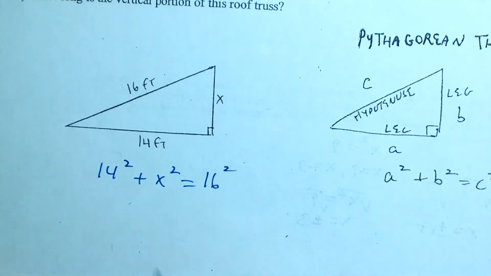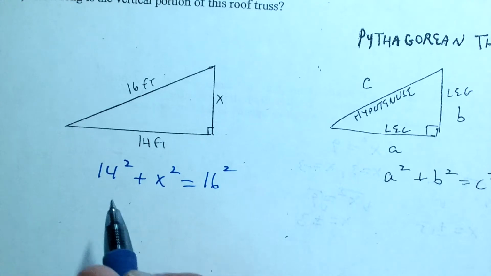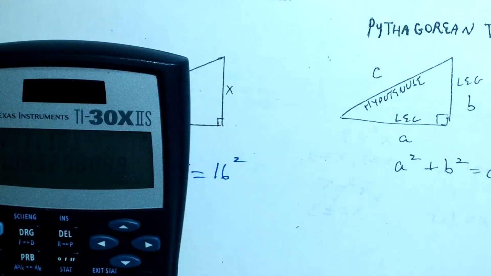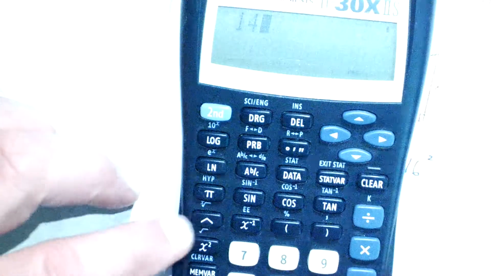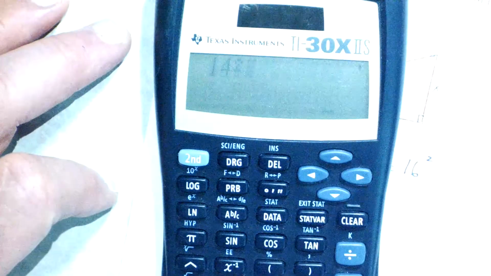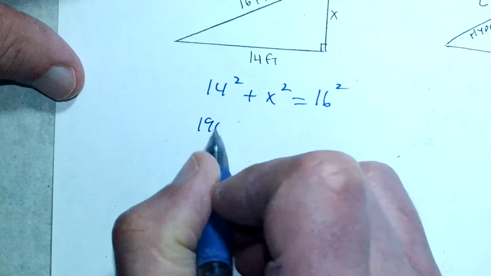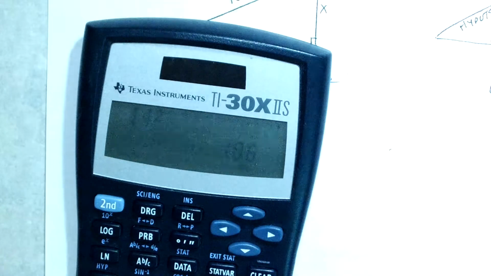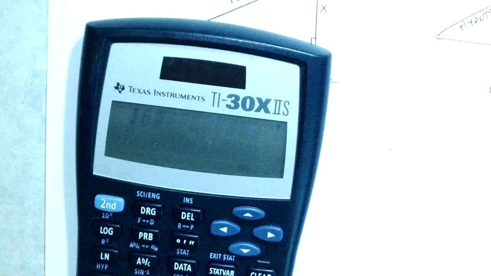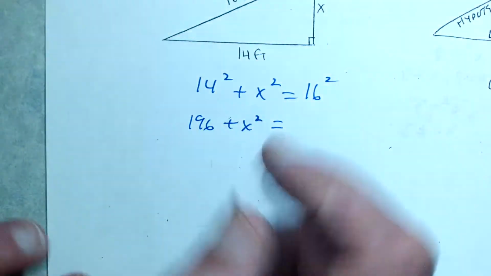And then I just solve this. I go ahead and multiply 14 times 14 in my calculator. Let's take a look. I could actually just hit the square button on these calculators. There's a square button right here. So 14 squared equals 196, plus x squared, and 16 squared. Let's take a look at what that is. 16 squared equals 256. So let's put that down over here.